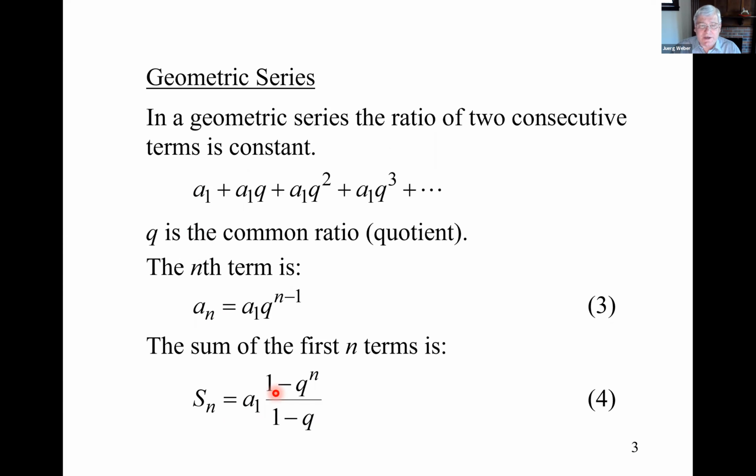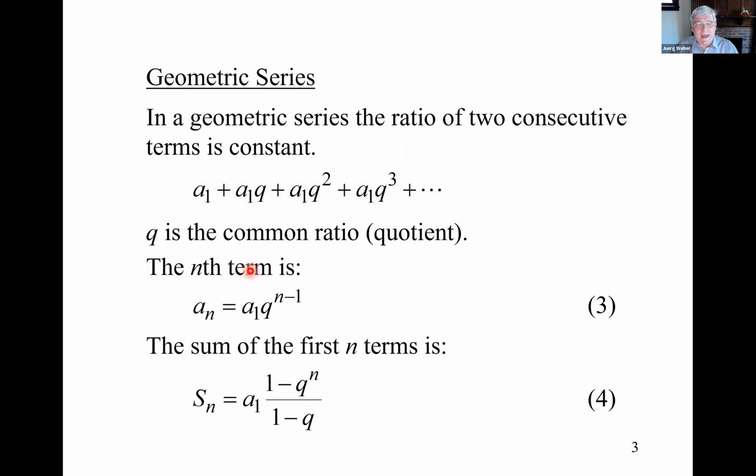Now, geometric series are different from the arithmetic ones. They are based on multiplication. So you have the first term, A1. Then you multiply by the so-called common ratio q. You multiply again by q. You multiply again by q, and so on.